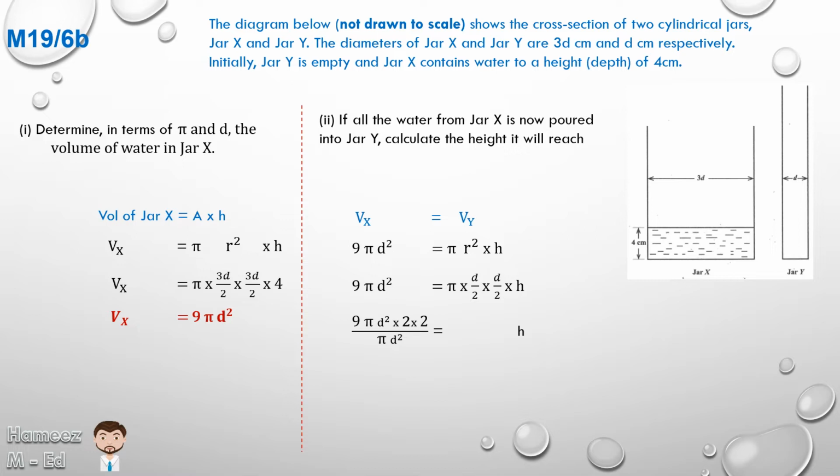When we carry it across, it will end up in the denominator. So we have pi d squared in the denominator. And we have 2 times 2 on the right hand side. They are both in the denominator, so when you carry it across, it will be in the numerator. As such, we can solve. We can cancel pi on top and pi below. D squared cancels with d squared. So we're left with 9 times 2 times 2. 2 2s are 4. 9 fours are 36 centimeters. So the height of water in jar Y will be 36 centimeters.